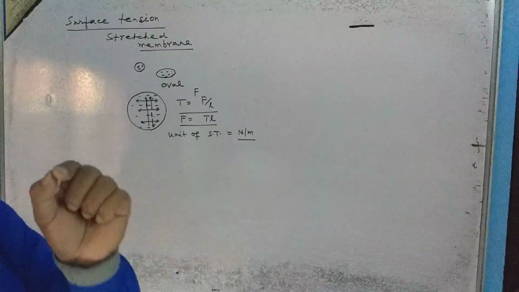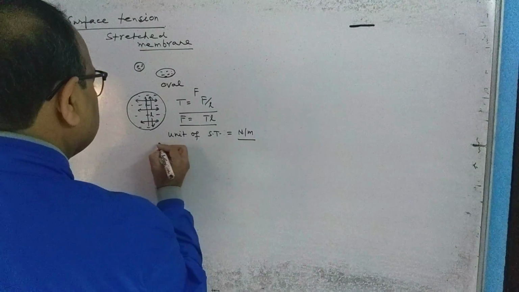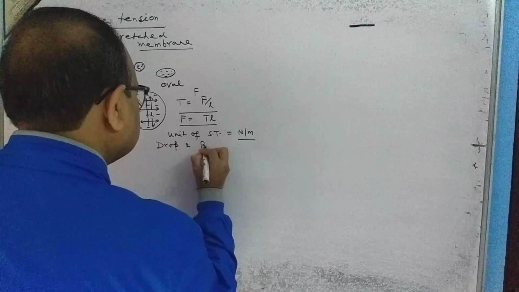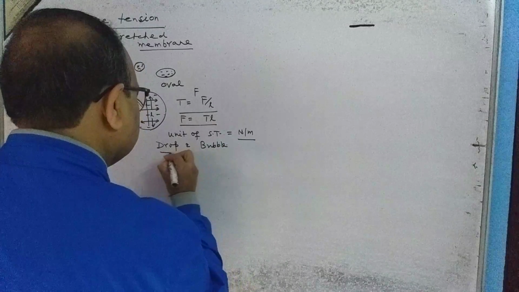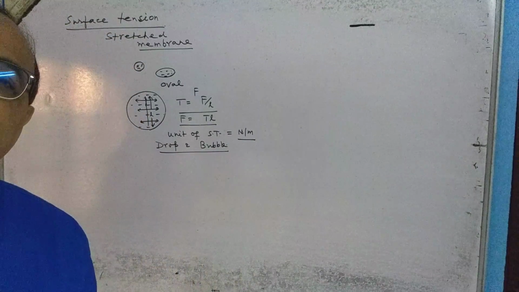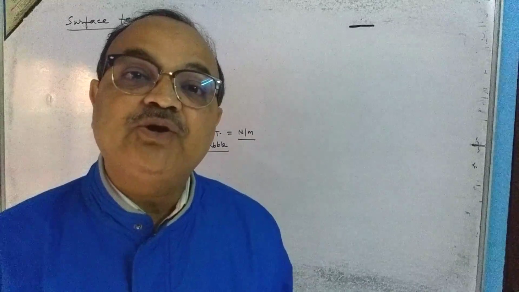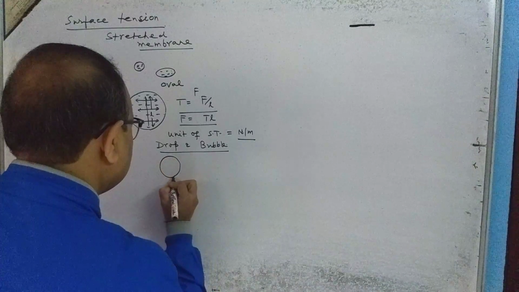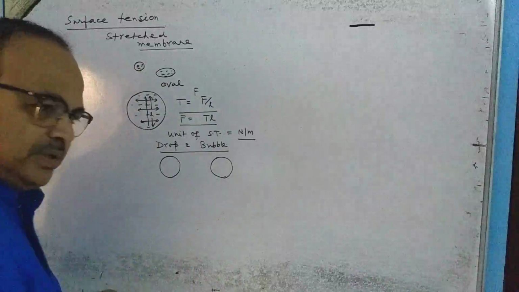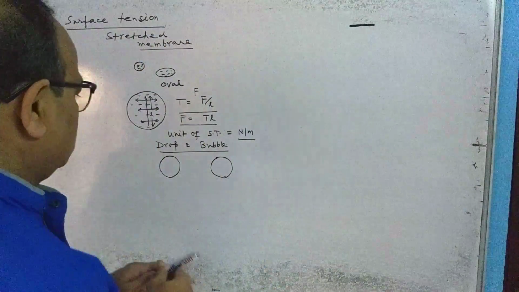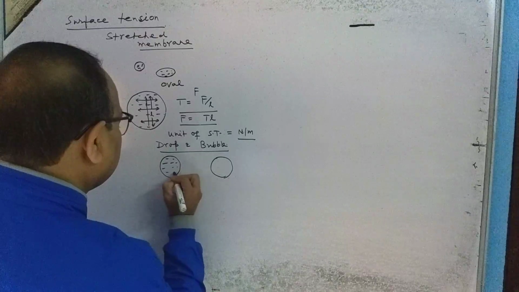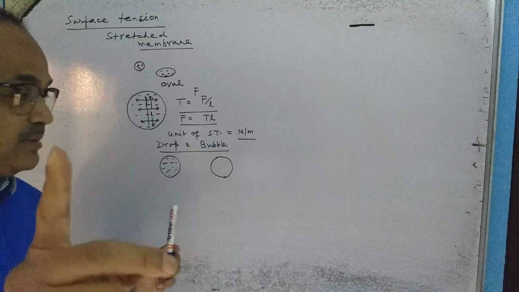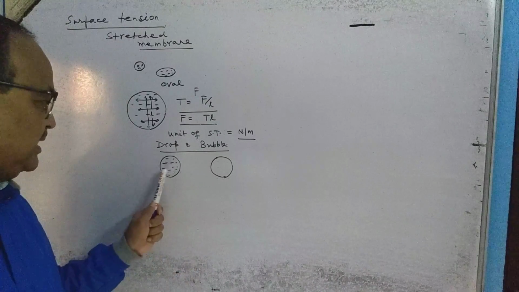When I am discussing this surface tension, I want to discuss a small thing. I want to discuss between a drop and a bubble. If I ask you what is the difference between a drop and a bubble? Drop means inside this liquid is there. Suppose a water drop, what will be there? Inside there will be liquid. Try to understand the property.